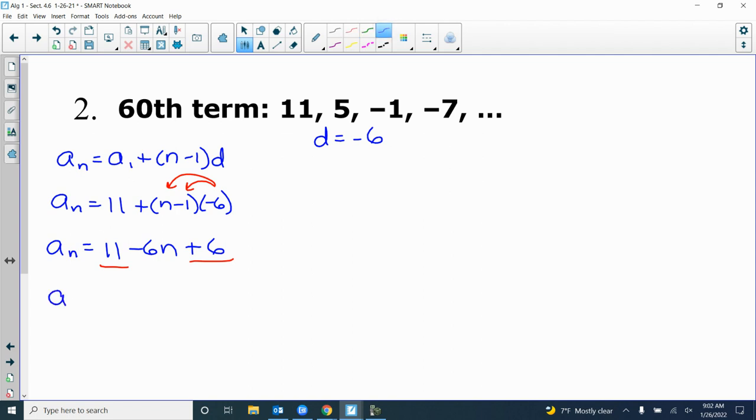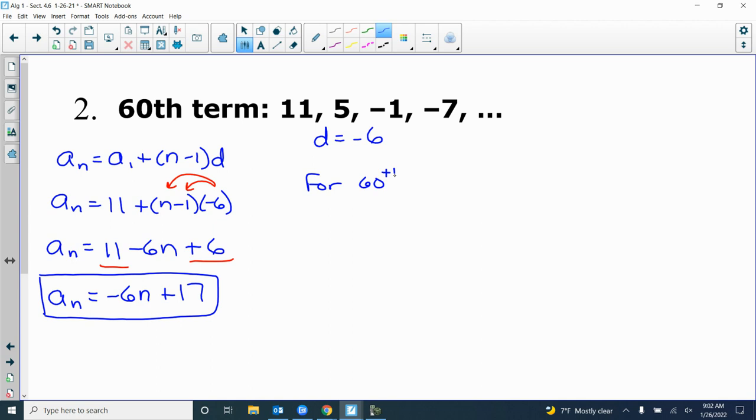17. Good. So now here's what I got: negative 6n plus 17. That is your equation. Write it down. That is what I can use to find any term. So if I want the 30th, the 40th, the 50th, or the 60th term, let n equal 60 in that equation.